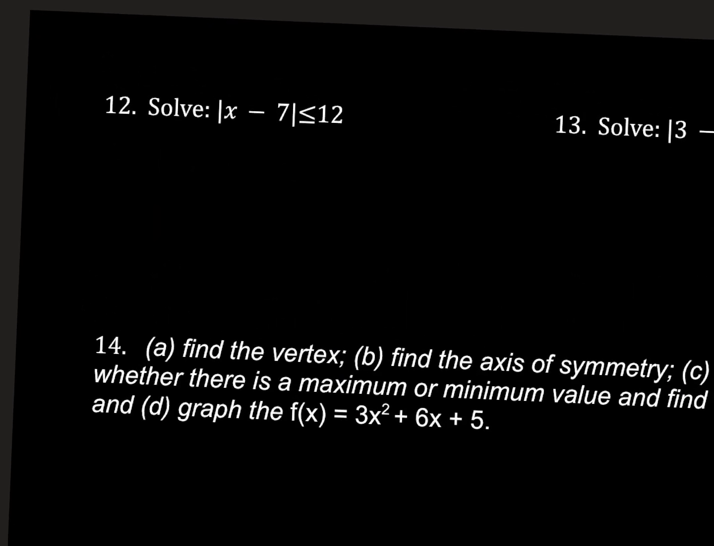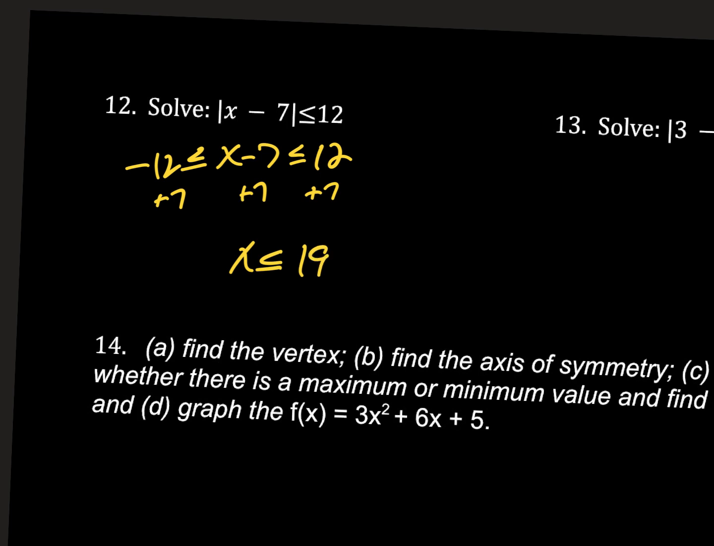Number 12, okay, absolute value. And less than means it's and. Because it's and, you can say the absolute value is less than 12 and greater than negative 12. Let's add 7 to all 3 sides. When you do that, 12 plus 7 is 19. Negative 12 plus 7 is negative 5. I wish you'd write your answer like this in interval notation. Just a little nicer. That's it.